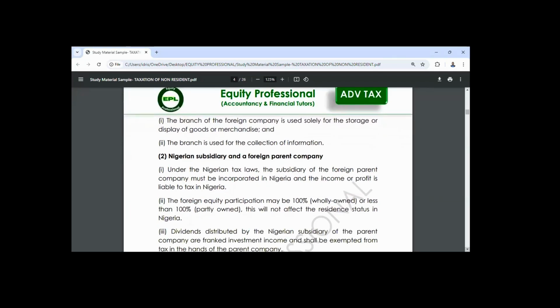Now, let's look at the relationship between a Nigeria subsidiary and a foreign parent company. They have a subsidiary in Nigeria. Their parent company is abroad. What is the relationship on that?